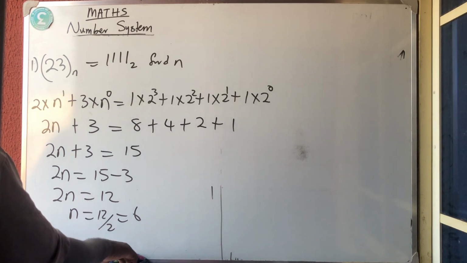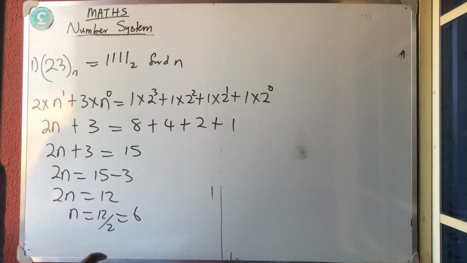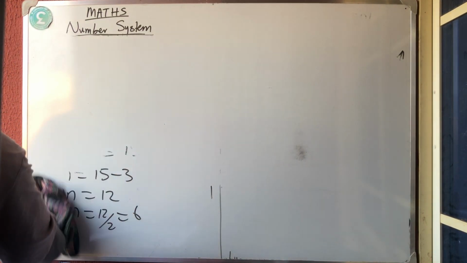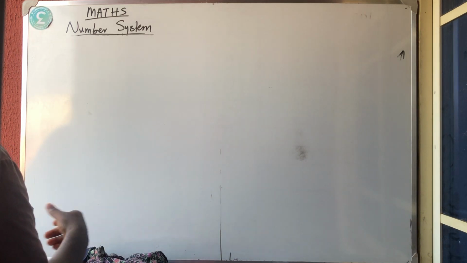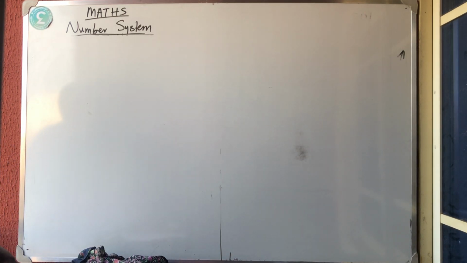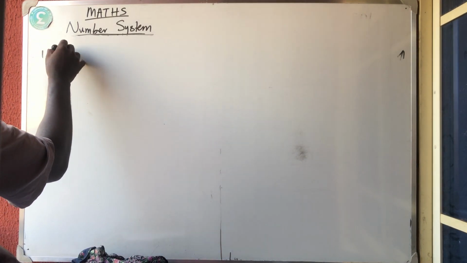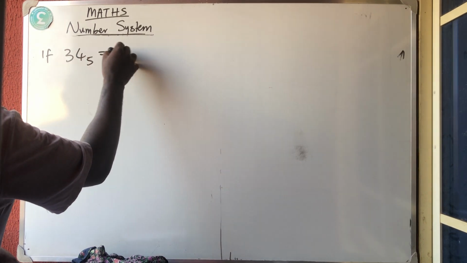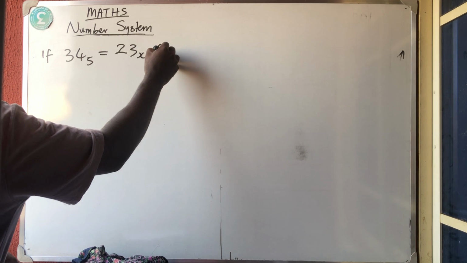So the next question. Number 2. I hope you understood this one. Number 2 says if 34 base 5 is equal to 23 base x, we should find x.